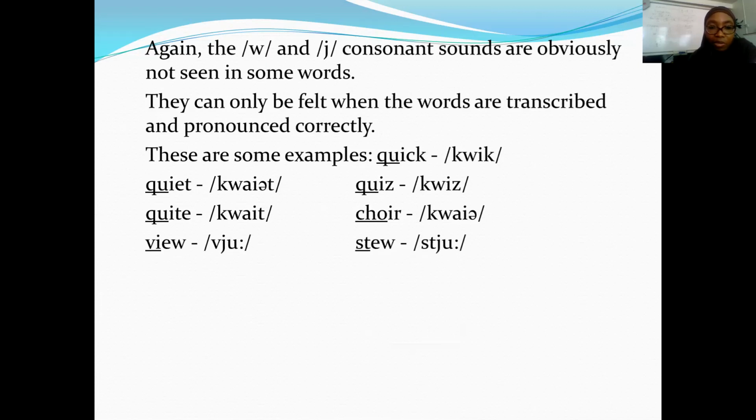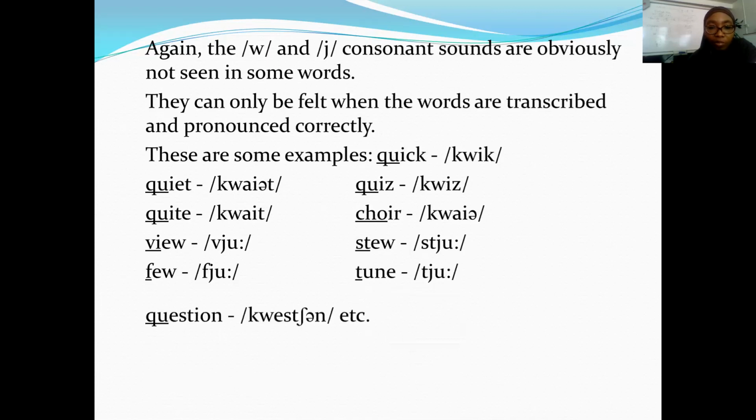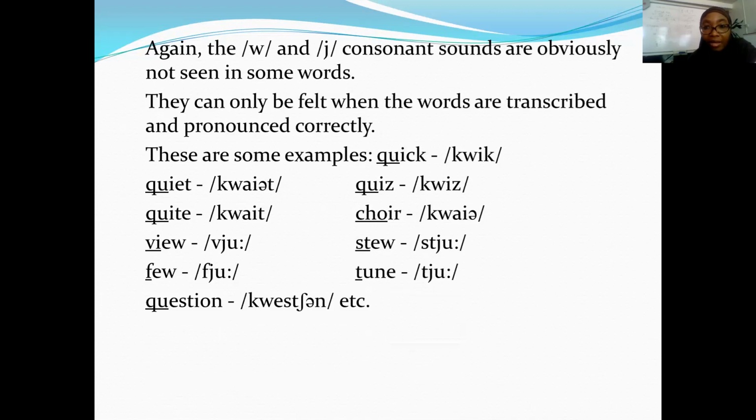More examples, you have view, steal, feel, tune, question, and so on. All those words have sounds that you cannot see obviously, but are contained in them. That is why we say that there's no letter to sound correspondence in English language.